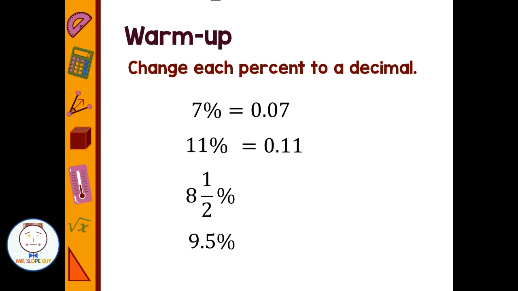8.5% as a decimal, 0.085, and 9.5% as a decimal, 0.095. So to change from percent to decimal, we're moving the decimal two places to the left and dropping the percent sign. And we're adding zeros as needed.